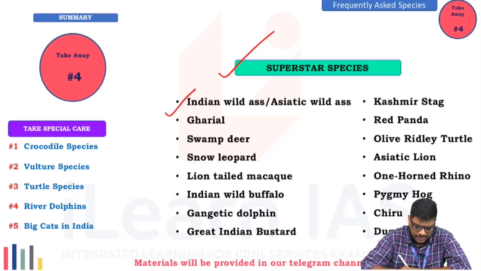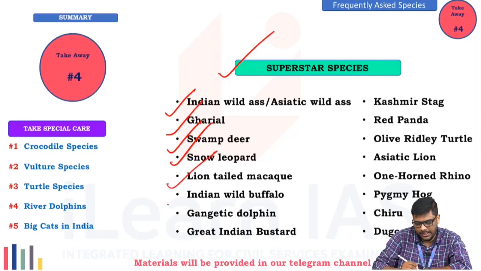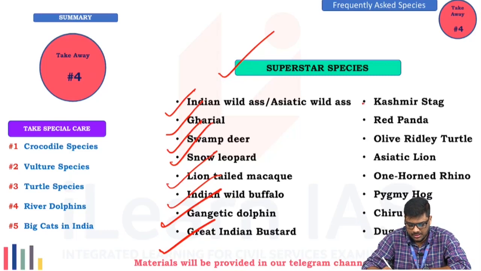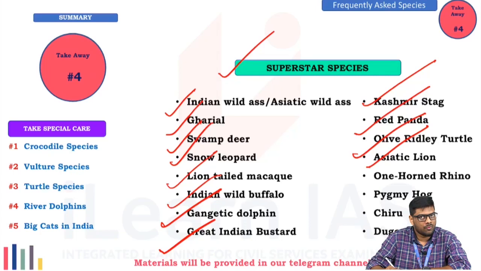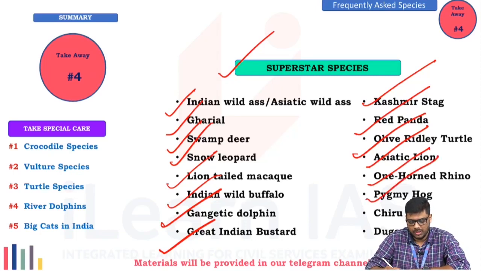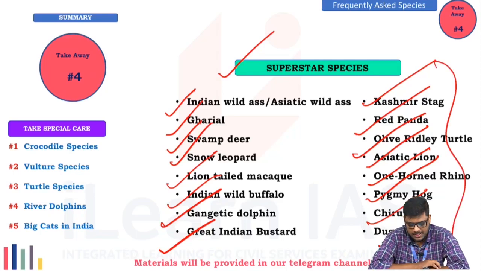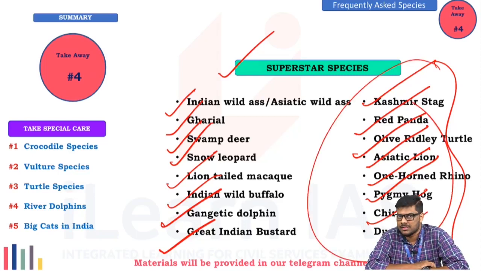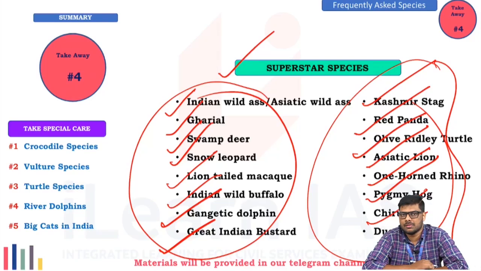Indian wild ass, gharial, swamp deer, snow leopard, lion tail monkey, Indian wild buffalo, Gangetic dolphin, great Indian bustard, Kashmir stag, red panda, olive ridley turtle, Asiatic lion, one-horned rhino, pygmy hawk, chiru, dugong. And even if these species are not repeatedly asked, there is a high chance that in the coming year these species can be asked again, just like these species. So here is my list of superstar species.